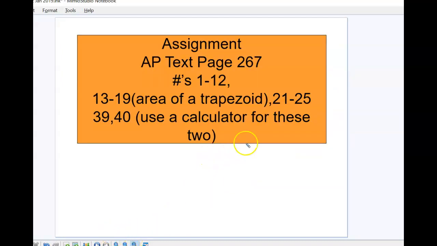So there is your assignment from the AP Calc textbook. Questions 39 and 40, you will need a calculator, so you might want to do those first in class if you're not taking your calculator home with you. All right, give those a try and see how you do.